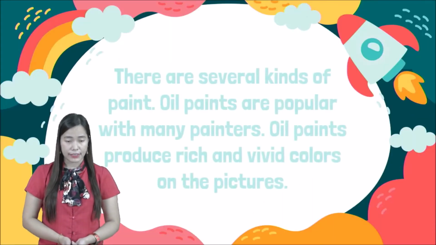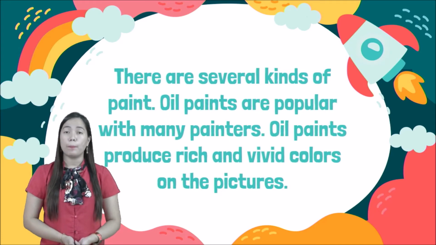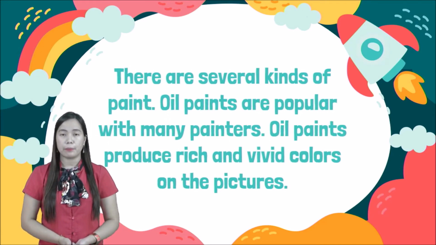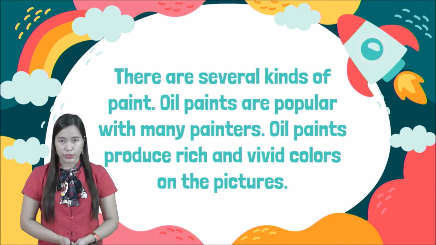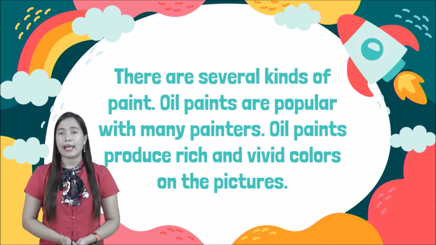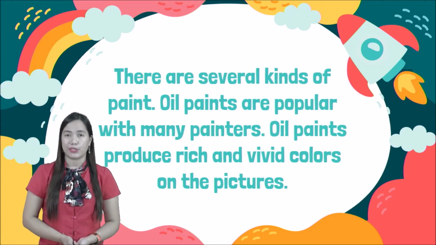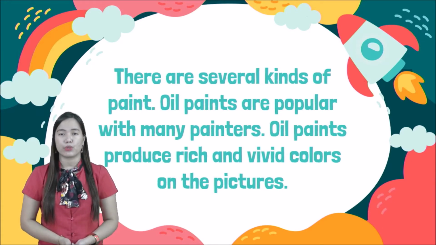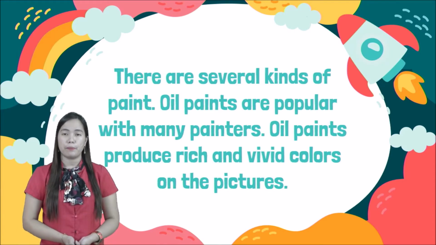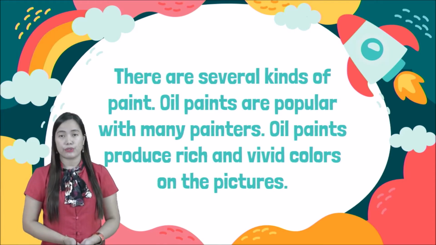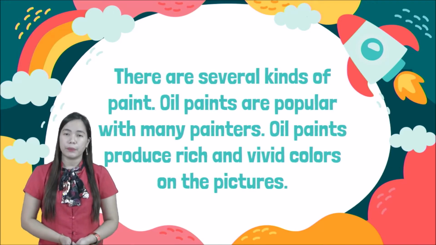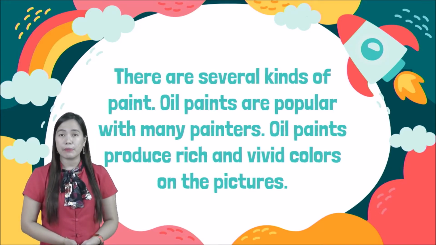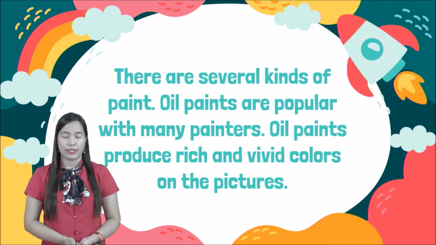Next one. There are several kinds of paint. Oil paints are popular with many painters. Again, kids, there are several kinds of paint, and oil paints are popular with many painters. When we say popular, it is well-liked by many painters. And oil paints produce rich and vivid colors on the pictures. When we say vivid colors, that means very bright colors, okay?